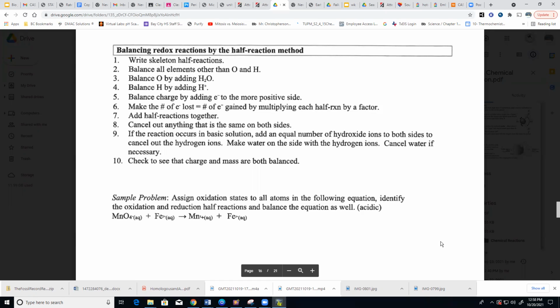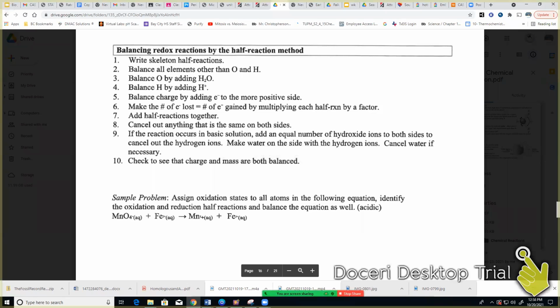All right. Whenever you're working with redox reactions, you balance them using what's called the half reaction method. So I'm going to have my reduction half and my oxidation half.